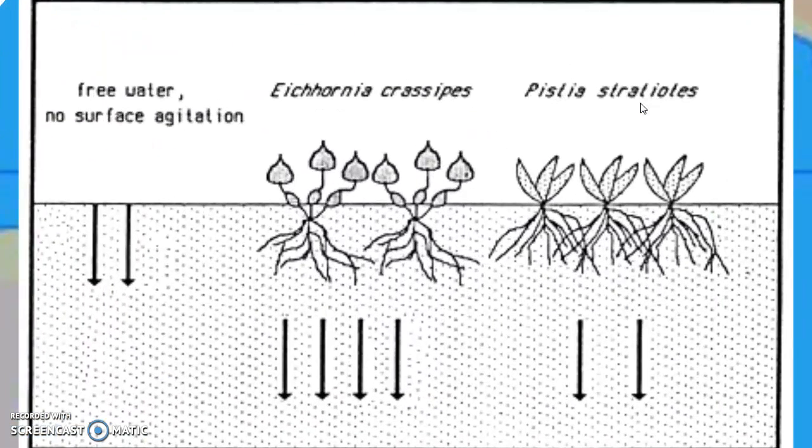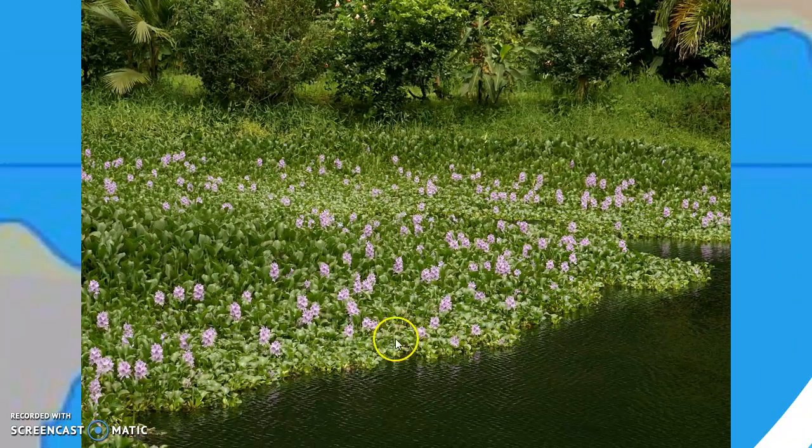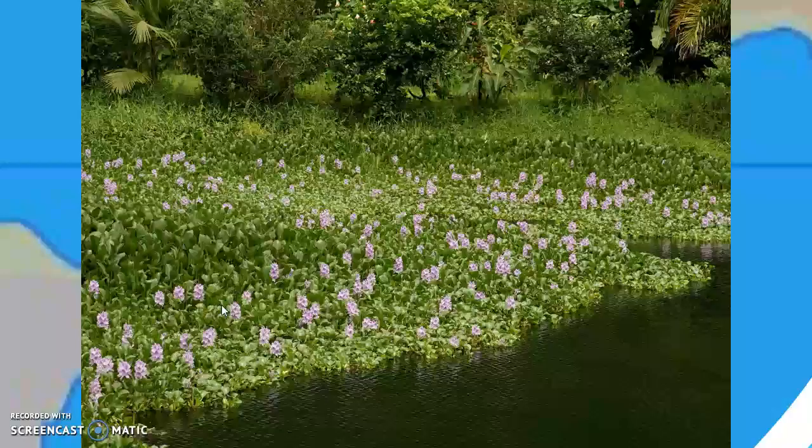This is a picture of what the depletion of oxygen looks like compared to another plant. This one right here is the water hyacinth, and this one is compared to another one. And this is a picture of the water hyacinth growing in mats, which doesn't allow sunlight to permeate from beneath the water.